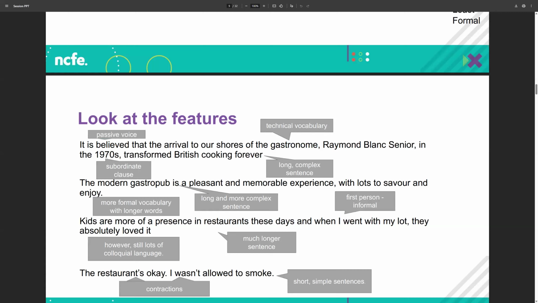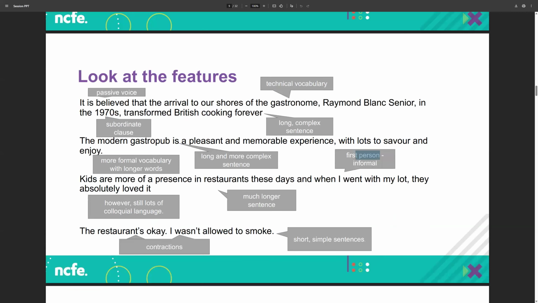So if you see first person, it's informal generally, okay? And this is passive voice. Is this formal or informal? This is formal, my friend. So it is formal. Yeah.